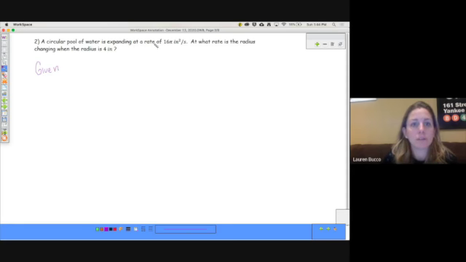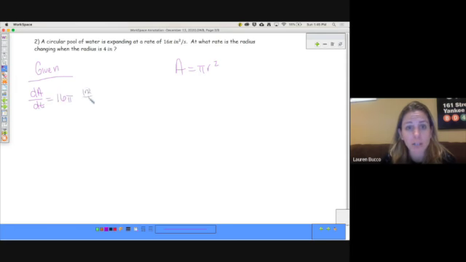It's a circular pool of water, so we know that the area of a circle is pi r squared. I'm going to put that on the side because that's probably going to be the formula we go off of. We know that the rate at which the area is changing is 16 pi square inches per second. We know the radius at this given moment is 4. We want to find dr/dt. What is the rate at which the radius is changing at this exact moment in time?